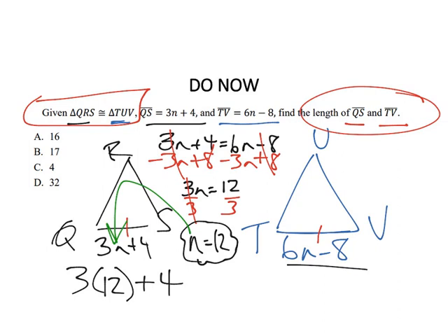I'm terribly sorry. I realize right now I just made a little mistake. Let me go ahead and fix that. It was not 12. 12 divided by 3 is actually 4. So instead of 12 here, I'm going to say 4. 3 times 4 is 12, and 12 plus 4 equals 16. There's my answer.